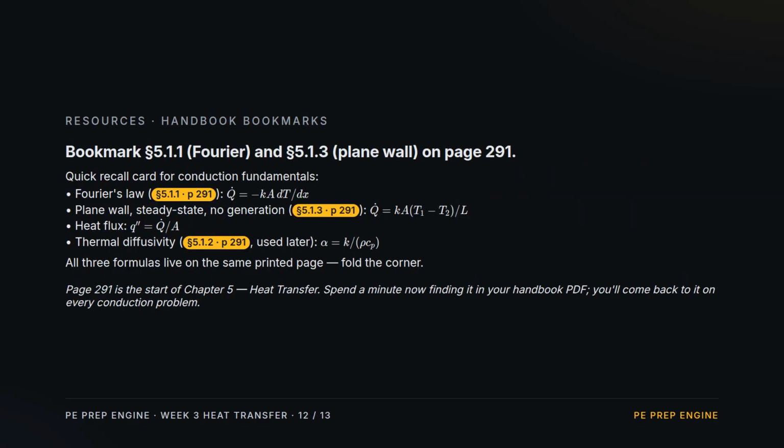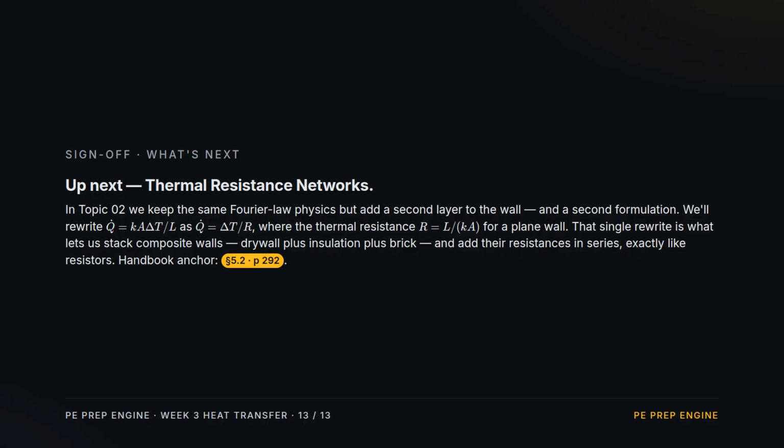Bookmark the page. Fourier's law, the plane wall form, and thermal diffusivity. Everything you need for conduction. All live on one printed page. Fold the corner. Up next, Topic 2. Thermal resistance networks. We recast Fourier's law as heat flow through a resistance, the move that lets you stack composite walls in series, like electrical resistors.